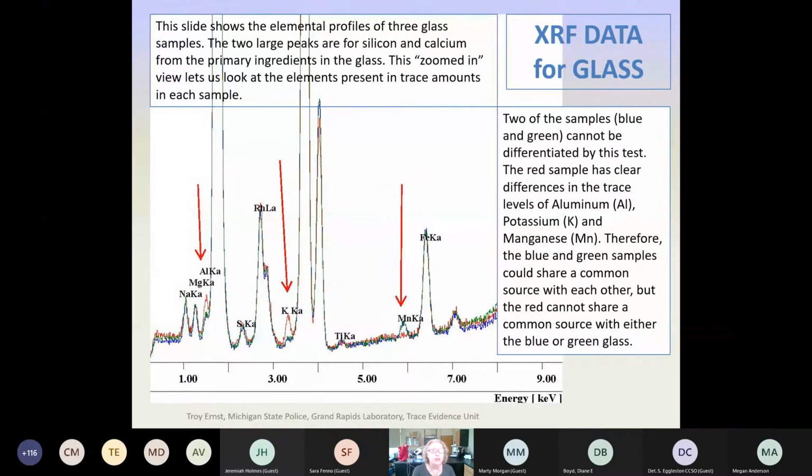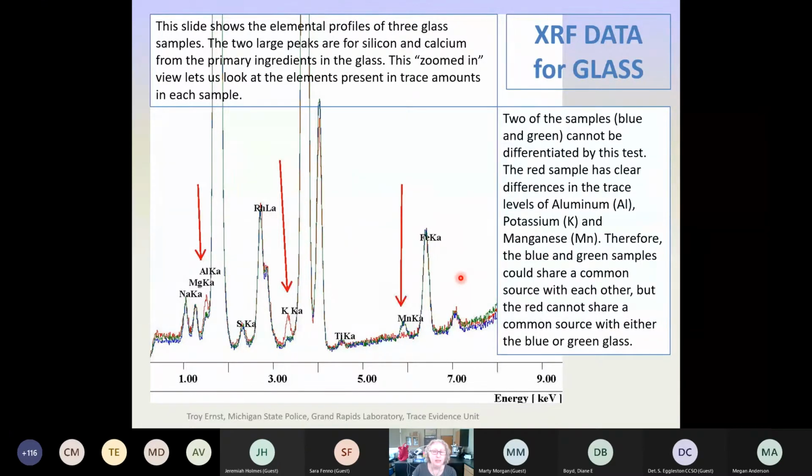In this example, I have zoomed in. So the 2 peaks that are so tall, going kind of off the chart, are the silicon, which comes from silicon dioxide, which is that sand we talked about, and then calcium, which is usually the second largest peak in normal window glass. But what we're really more interested in are some of these trace or lower level elements.